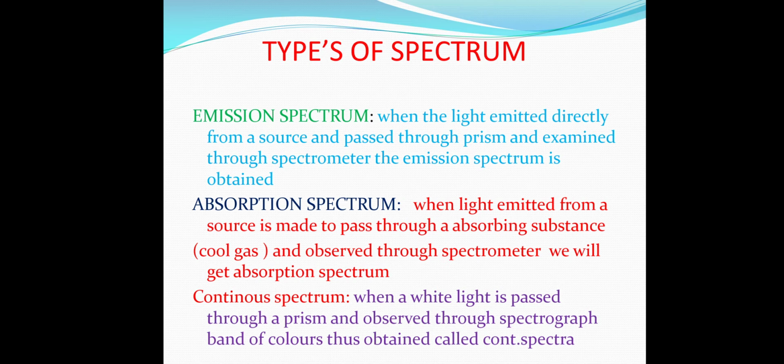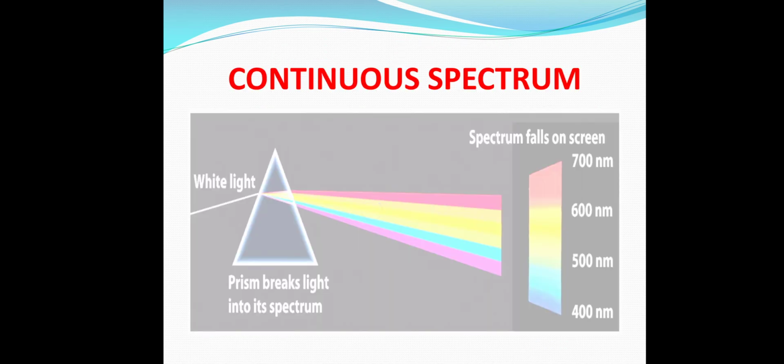There is one more term, continuous spectrum. When the light is passed through the prism and seen through the spectrometer, the band of color thus obtained is called continuous spectrum. Simple example of continuous spectrum is rainbow. Rainbow is the example of continuous spectrum. You can see a picture representation of a continuous spectrum.